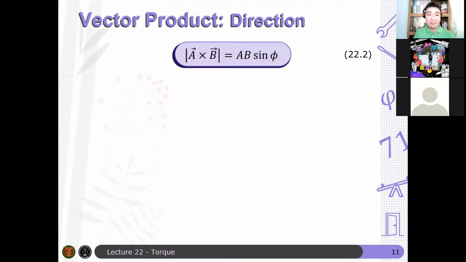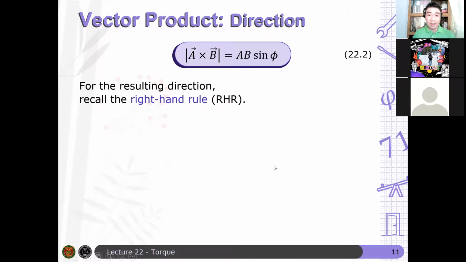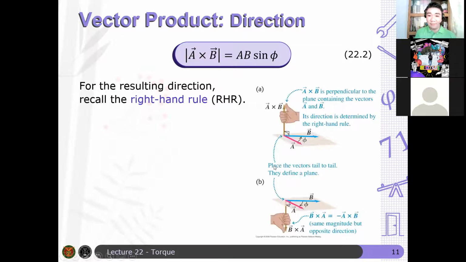Pero ang gagawin natin for the meantime is to use your right-hand rule to determine the cross product of two vectors. So, for example, starting with A, turn towards B, and then the direction of the thumb is the direction of A cross B. Okay, so we can say that A cross B, or the cross product of A and B, is mutually perpendicular to both A and B.